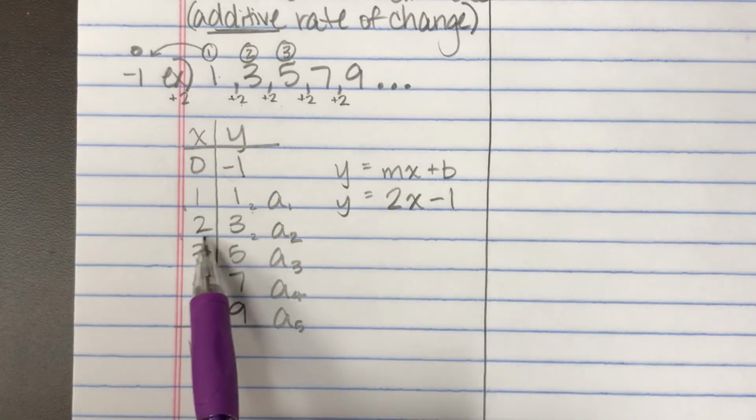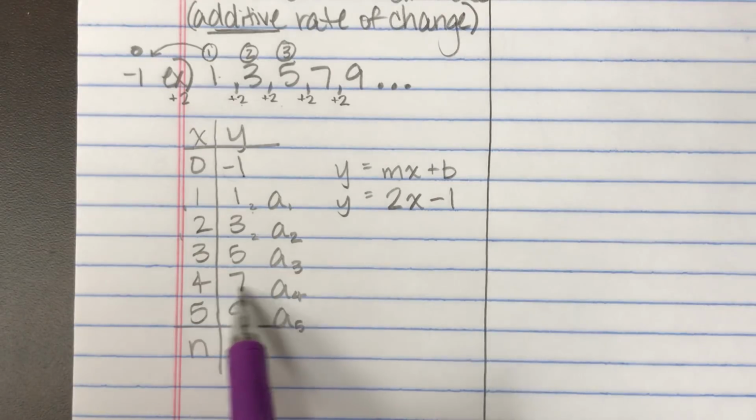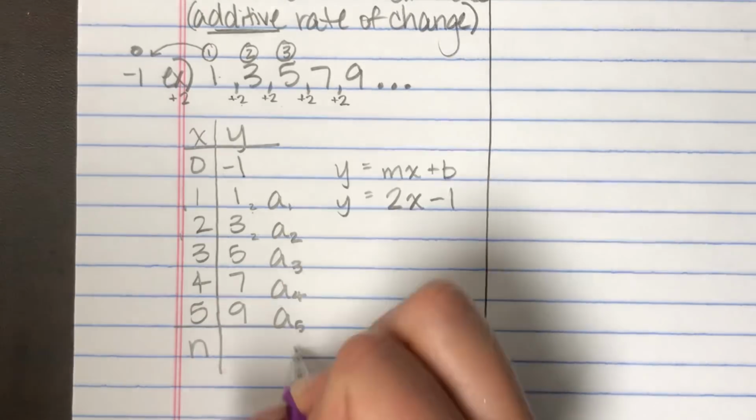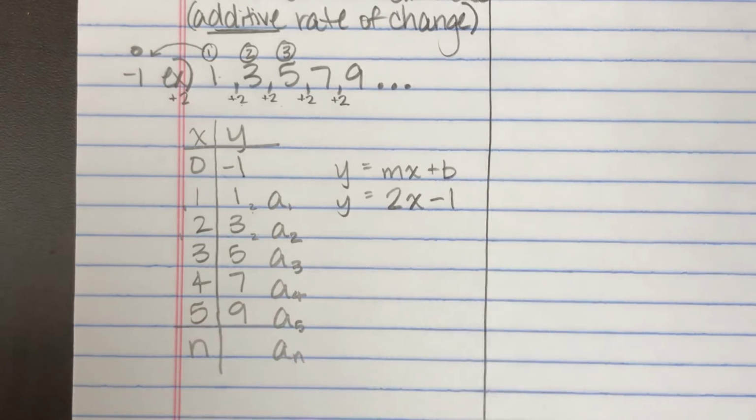So it's saying, okay, we know the second term, the third term, the fourth term, the fifth term. What is the nth term? You'll see that written sometimes. Basically, it's just saying what is any number term, whether we're looking for the 11th term or the 15th term. It's just a way to generalize and say A sub n.